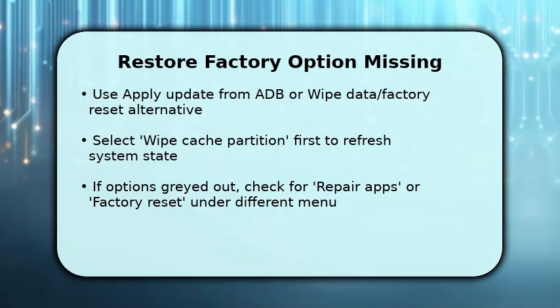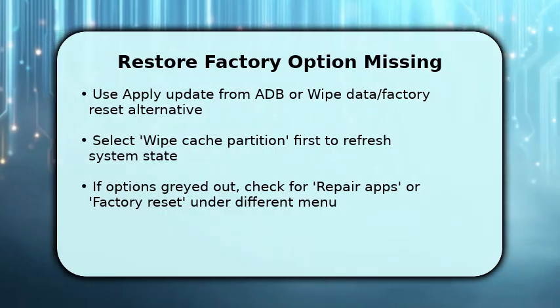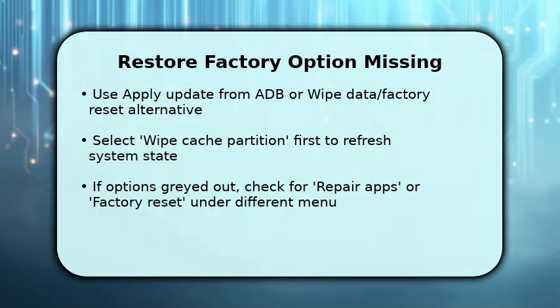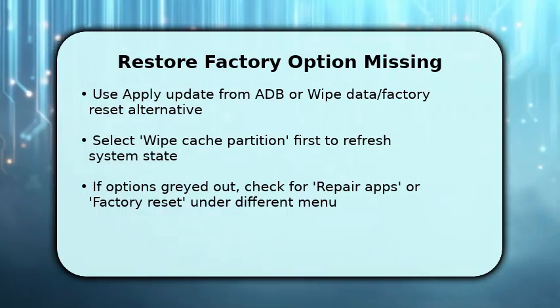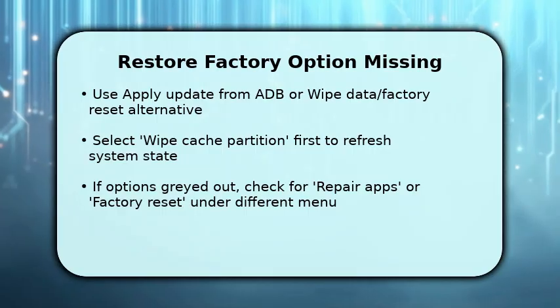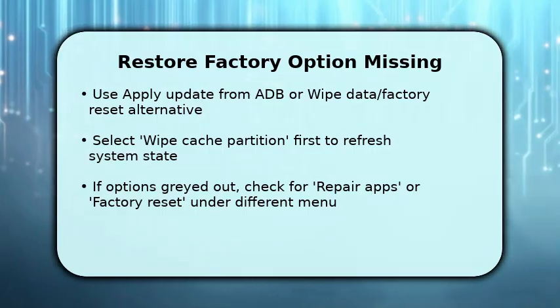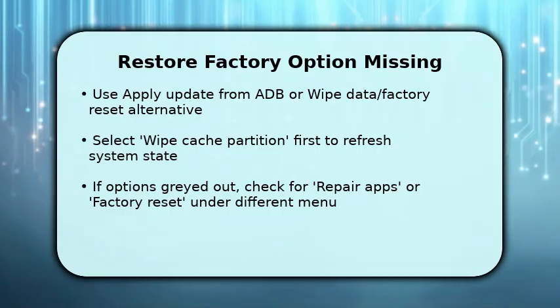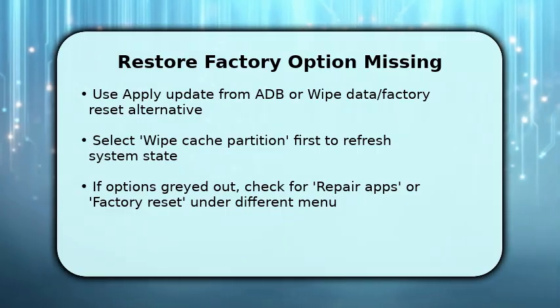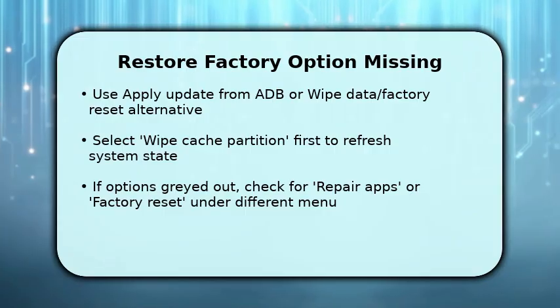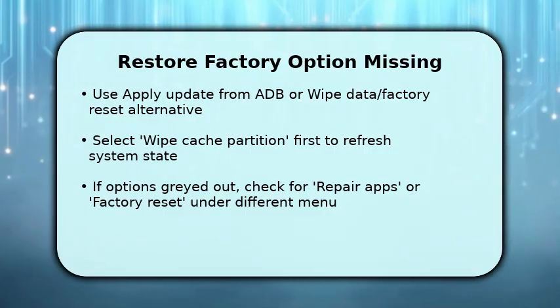If Wipe Data/Factory Reset is missing or grayed out, inspect other entries like Repair Apps, Mount/System, or Apply Update from SD card. Some firmwares relocate the reset. Use Apply Update from SD if you have an update zip to trigger recovery level actions. You're doing this to force the system to expose reset.